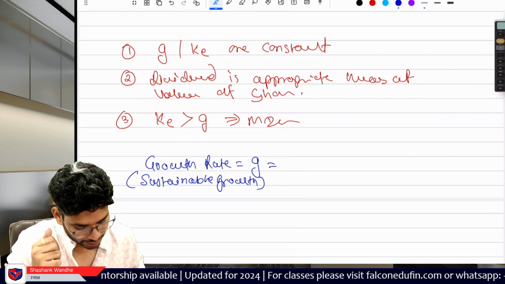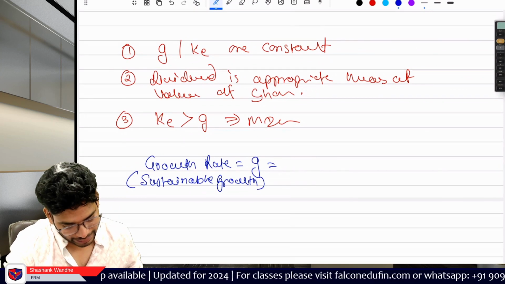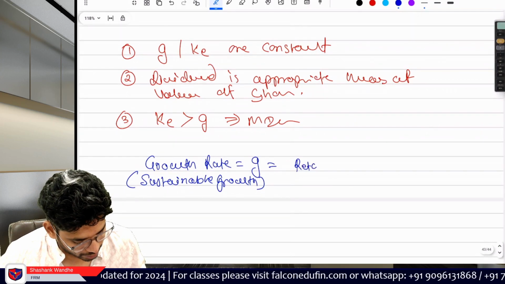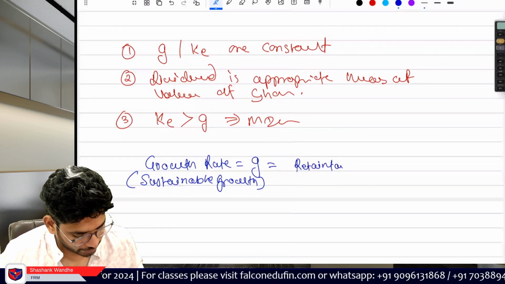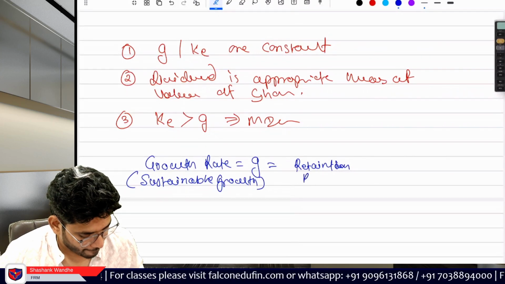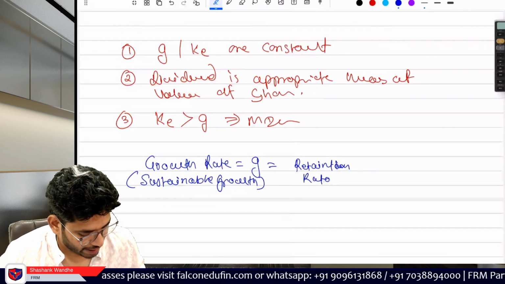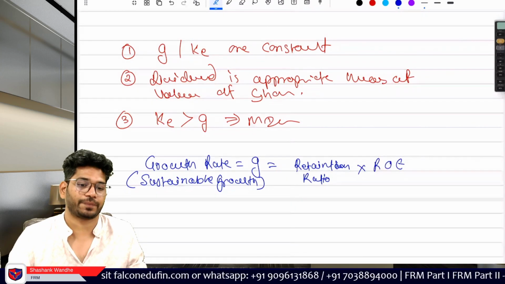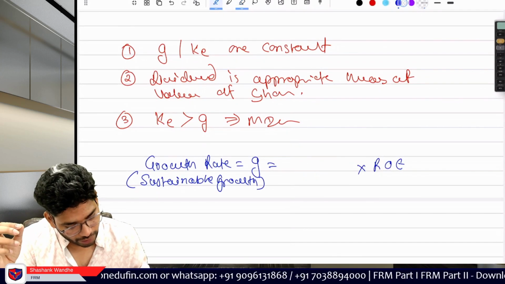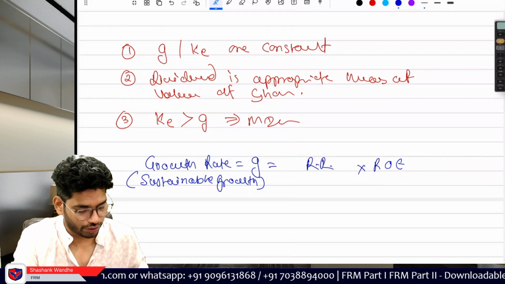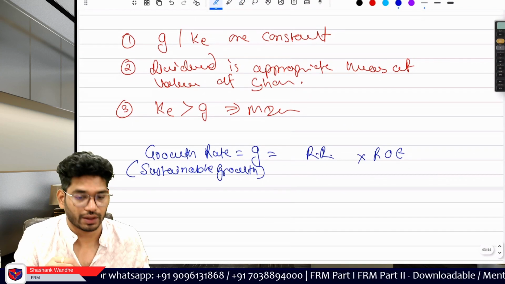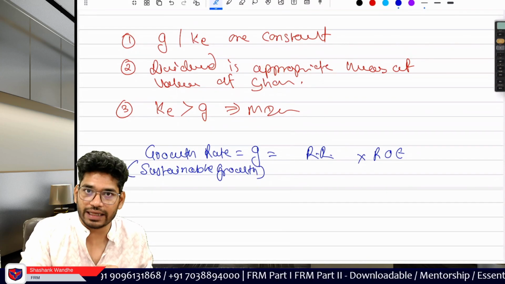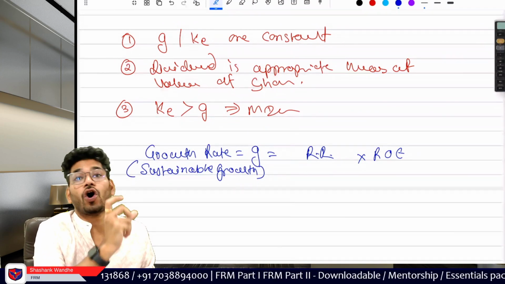Now, how to calculate this growth rate? The growth rate is calculated as retention ratio multiplied by return on equity. So here retention ratio, let's write it as RR, retention ratio multiplied by return on equity. So this simply means how much portion is retained by the company and what is the return on equity.